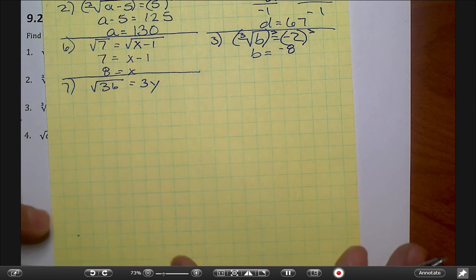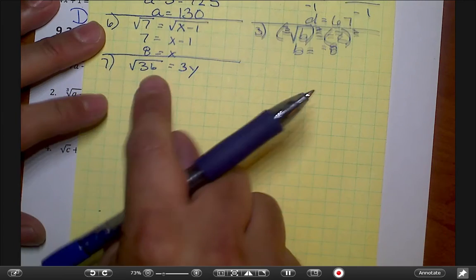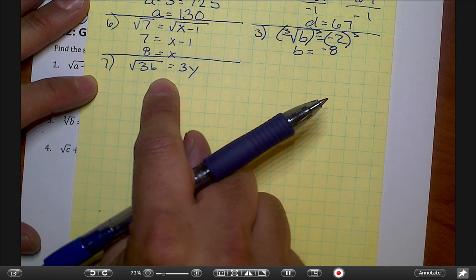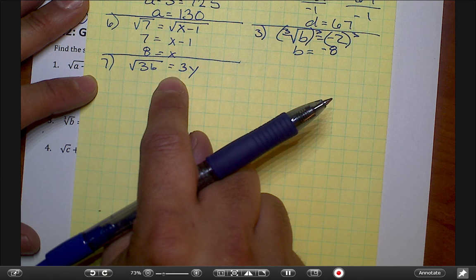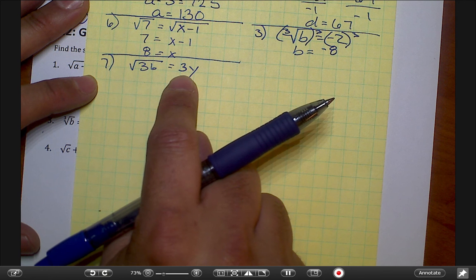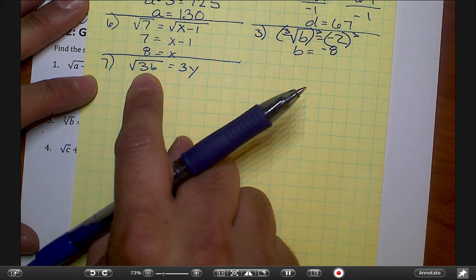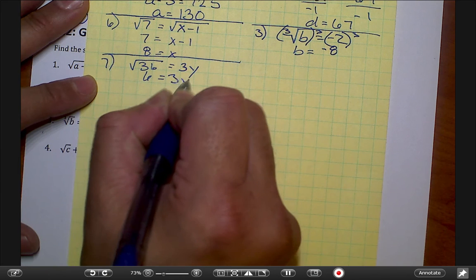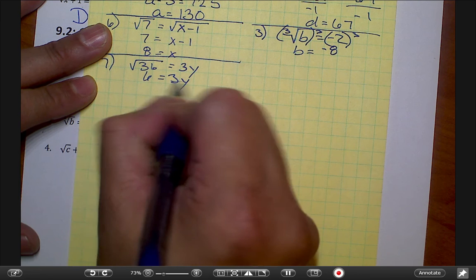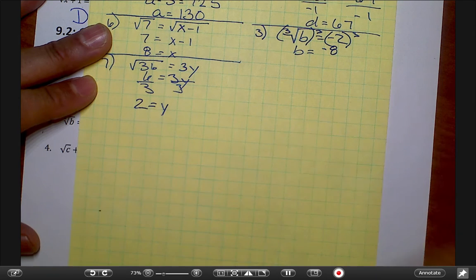6 equals 3y. Okay, so on number 7, like I said, we're working our way down the page. It's easy. Now for this one, I'm trying to get the y by itself, right? Is that a B or a 6? That's a 36. First, what is the square root of 36? 6. Thank you. All right, 6 equals 3y, and then divide both sides by 3. There we go. Y equals 2. Very good.